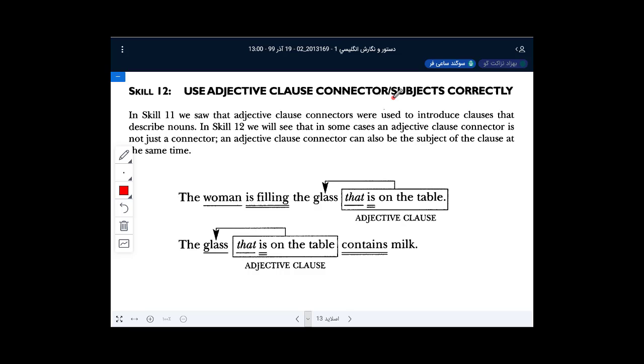In skill 11, we saw that adjective clause connectors were used to introduce clauses that describe nouns. In skill 12, we will see that in some cases, an adjective clause connector is not just a connector. An adjective clause connector can also be the subject of the clause at the same time. The woman is filling the glass that is on the table. The woman is filling the glass.